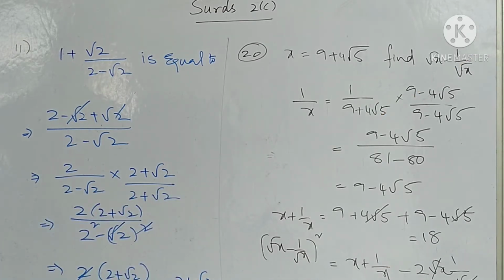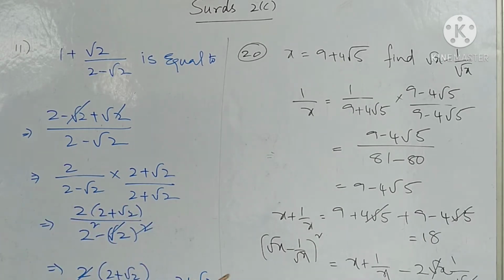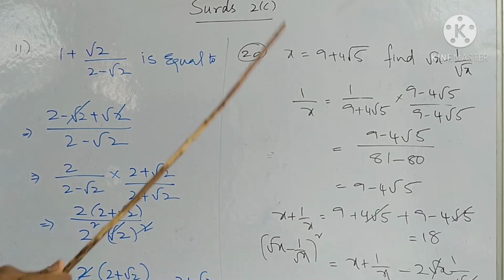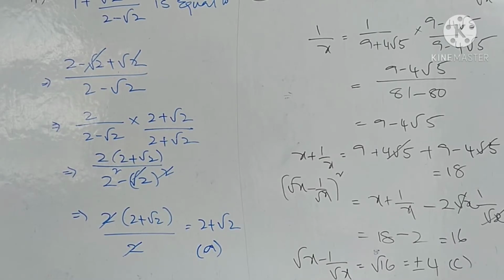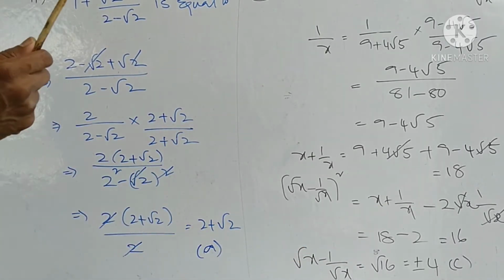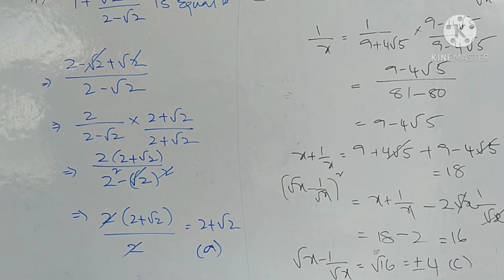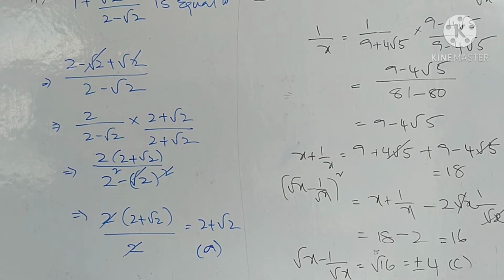The result is 16. So square transposes to square root of 16. So that is equal to plus or minus 4. Option C is correct. The result is plus or minus 4. So square root of x minus 1 by square root of x is equal to square root of 16. Square transposes to square root. So that is equal to plus or minus 4. So option C is correct.